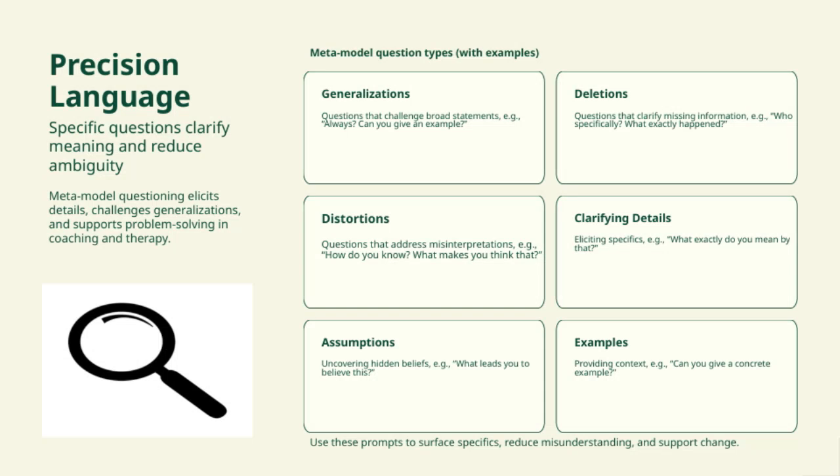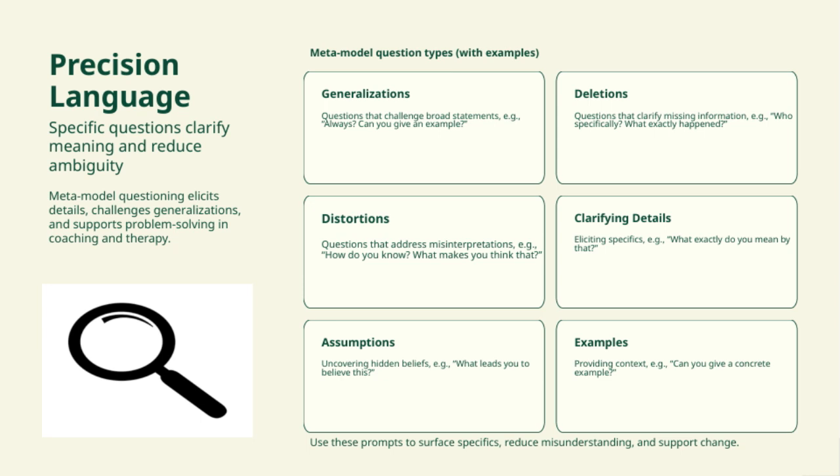Let's talk about using these prompts to surface specifics, reduce misunderstandings, and support change. These tools help us get to the heart of the matter and make communication clearer. For example, you might ask for a concrete example to better understand someone's point. When it comes to assumptions, uncovering hidden beliefs is key. Asking, "What leads you to believe this?" can reveal underlying thoughts. Clarifying details involves eliciting specifics, like asking, "What exactly do you mean by that?"